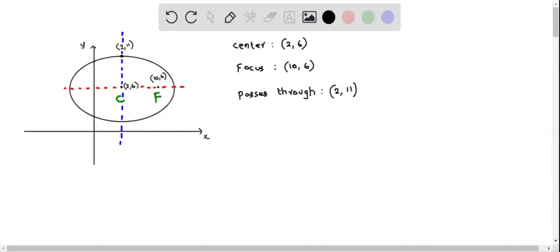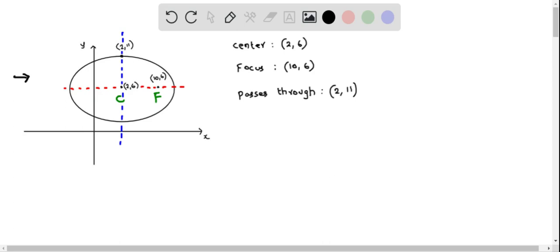We now write the standard equation of the ellipse with the center at (2, 6), focus at (10, 6), and passing through the point (2, 11). So here I have drawn the sketch of the ellipse using this information. I have shown the center with the letter C and the focus with the letter F.